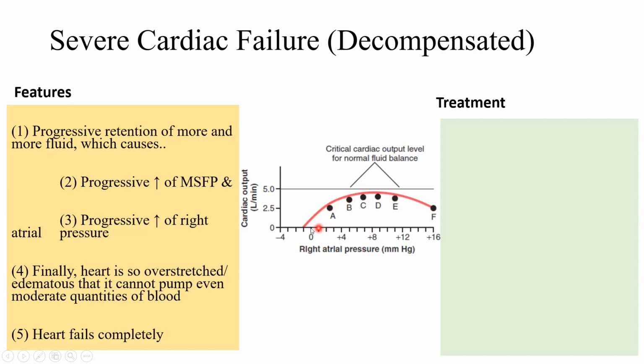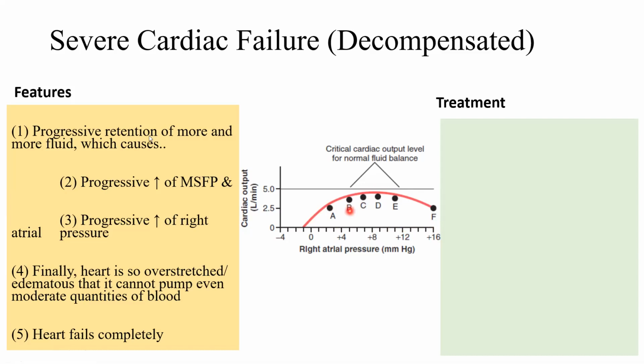Okay. And you can appreciate here that basically what is the normal MSFP? It's 7 mmHg. Okay, and at point F, it's 16. Okay, so this is a problem. The right atrial pressure, so much right atrial pressure is a problem, and then this is the cardiac function curve of a decompensated heart. So what do we do?